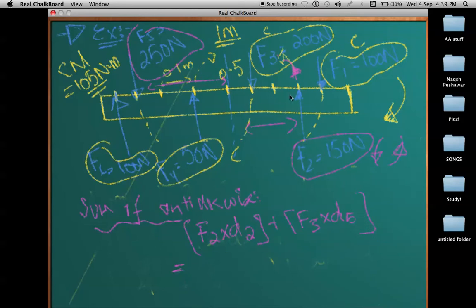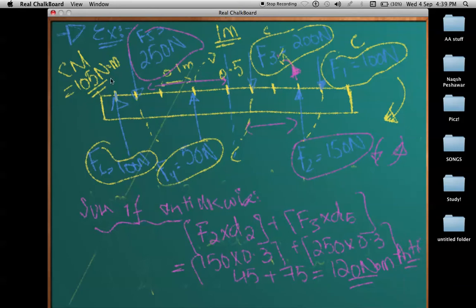This would simply be 150 times 0.1, 0.2, and 0.3, so 150 times 0.3, plus 250 times 0.1, 0.2, 0.3, 250 times 0.3. If you use your calculators, this would be 45 newton meters, plus this would be 75 newton meters. The answer to this would be 120 newton meters in the anti-clockwise direction. Our clockwise moment was 105 newton meters. Now our anti-clockwise moment is 120 newton meters. So since the anti-clockwise moment is greater than the clockwise moment, this entire thing would turn only in the anti-clockwise direction.